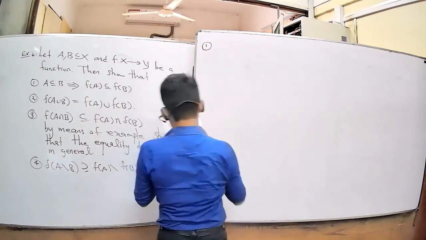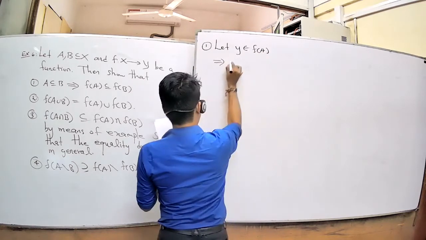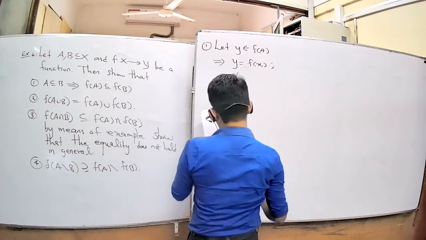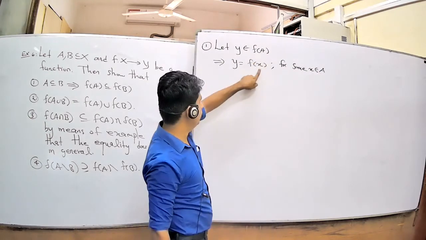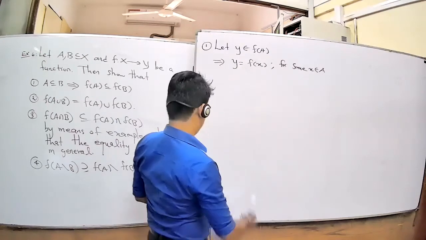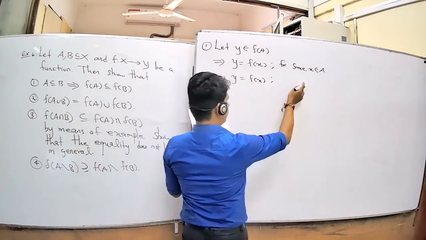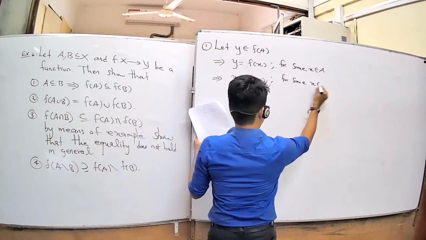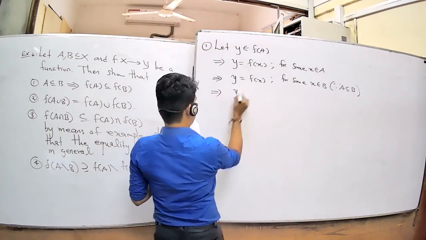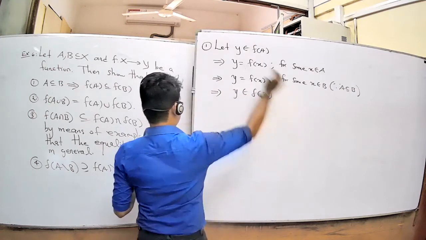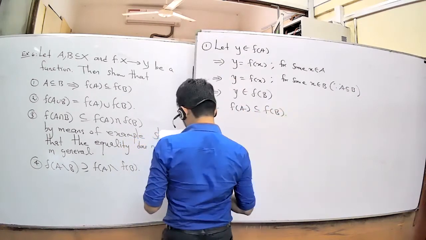First part, let you take one of the elements y belong to f of A. Then you can write y equals f of x for some x belong to A. Now x belongs to B, because A is a subset of B. Therefore, x belongs to B, then you can write y belongs to f of B. Assume that y belongs to f of A, we prove y belongs to f of B, therefore f of A is a subset of f of B.